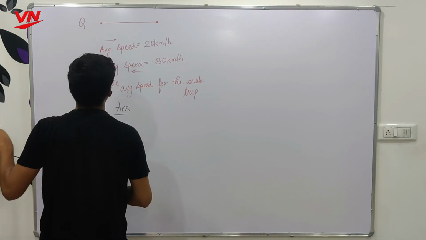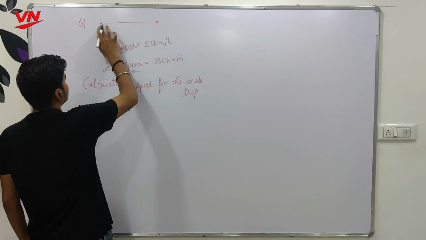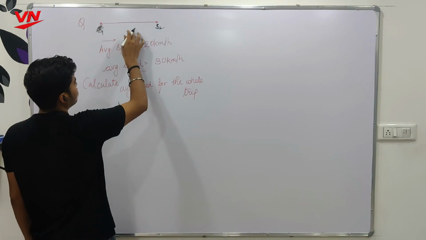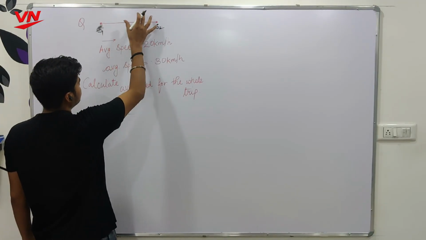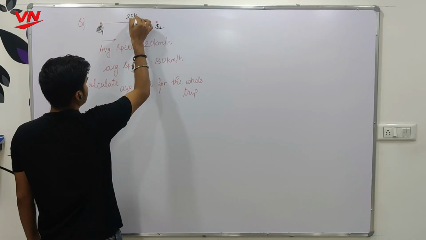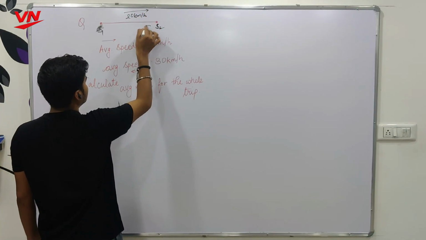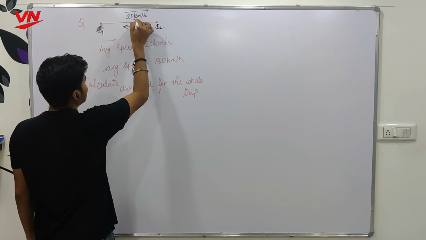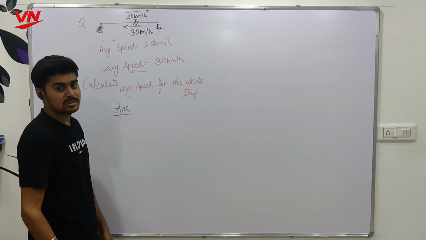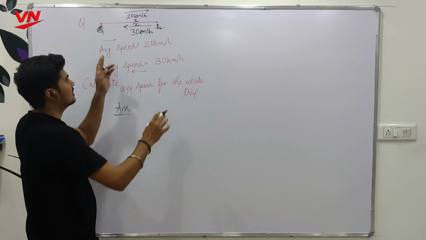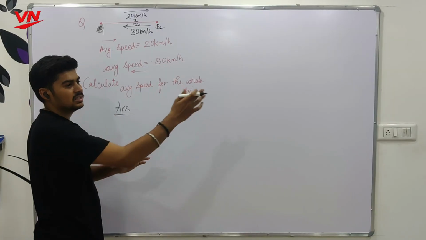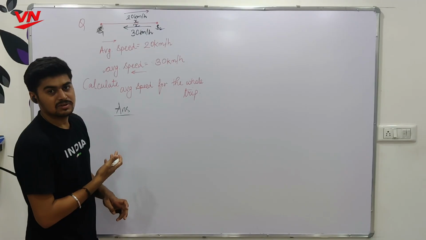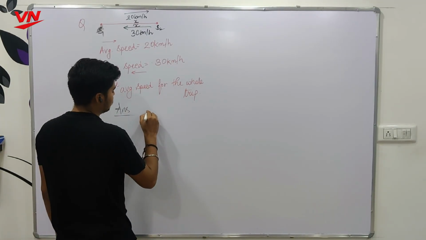Let's see, from this starting point to this point, the average speed was 20 km per hour, and in the returning journey it was 30 km per hour. Basically the distance is the same. The distance between these two points is the same. If it is 10 meter in the forward trip, in the return trip also it will be 10 meter. If I take x meter, the return trip will also be x meter.